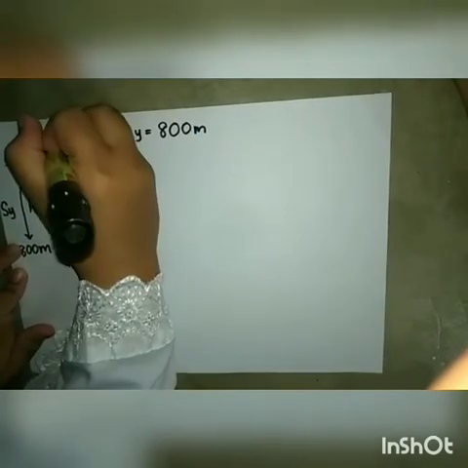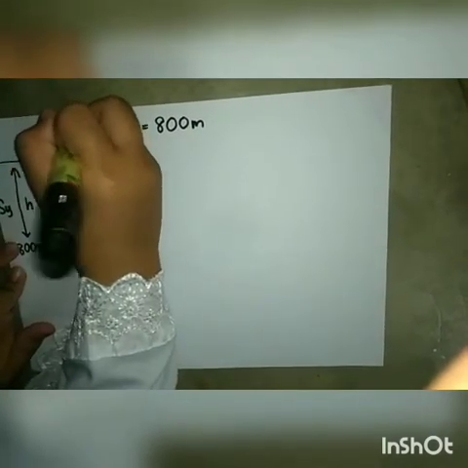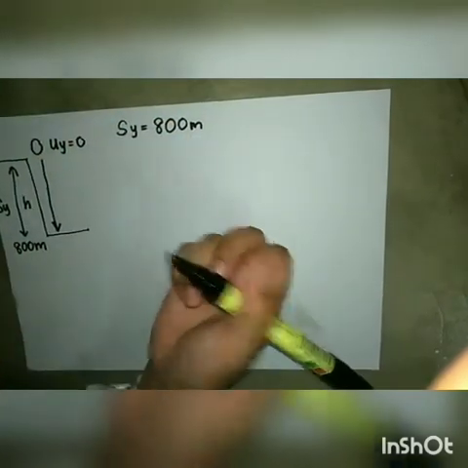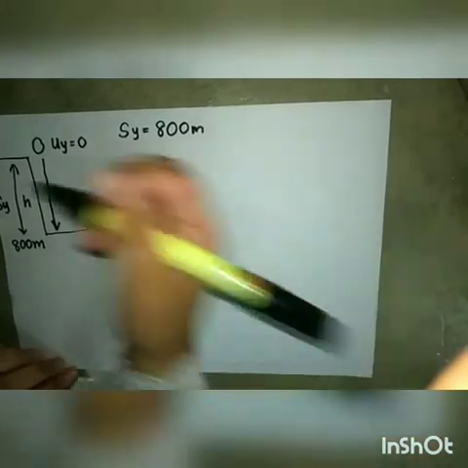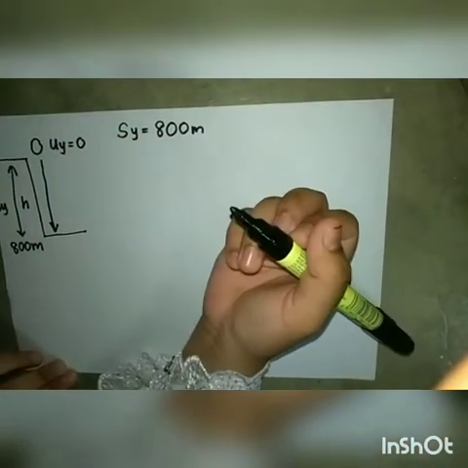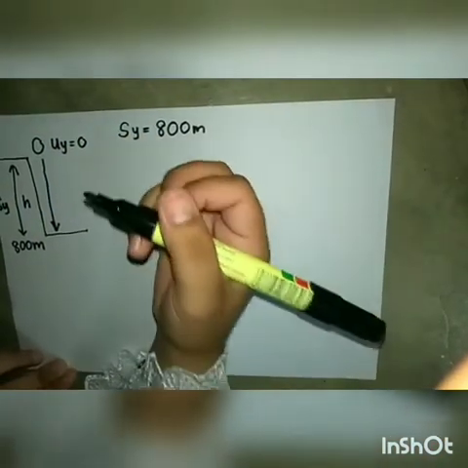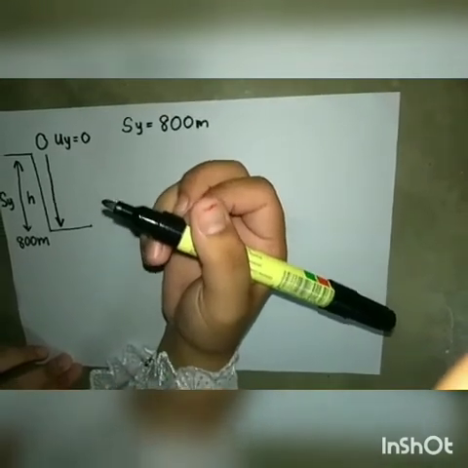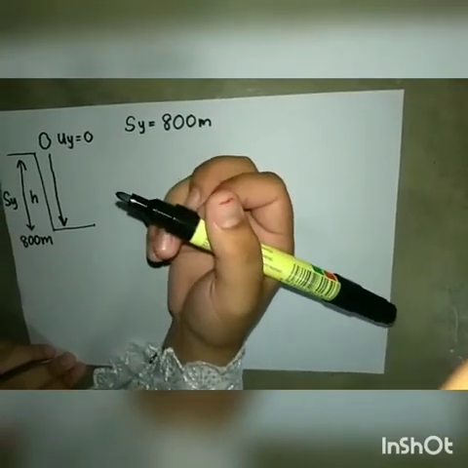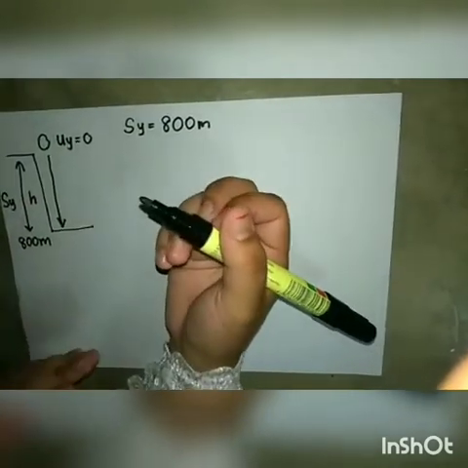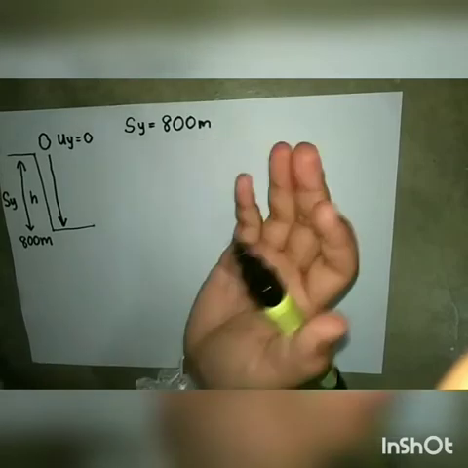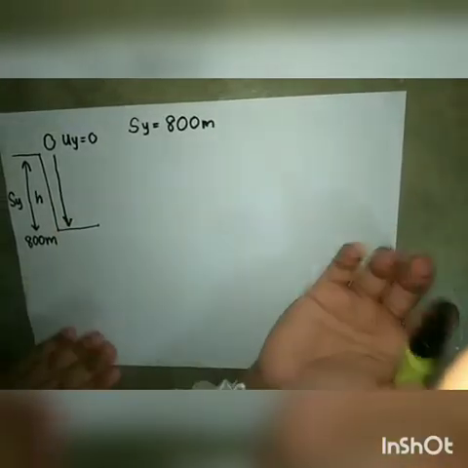So uy equal to 0 because the first speed is 0. The initial speed is 0. So the question asks how long it takes to hit the ground. So that means we must use time to find how long. So how long is time.